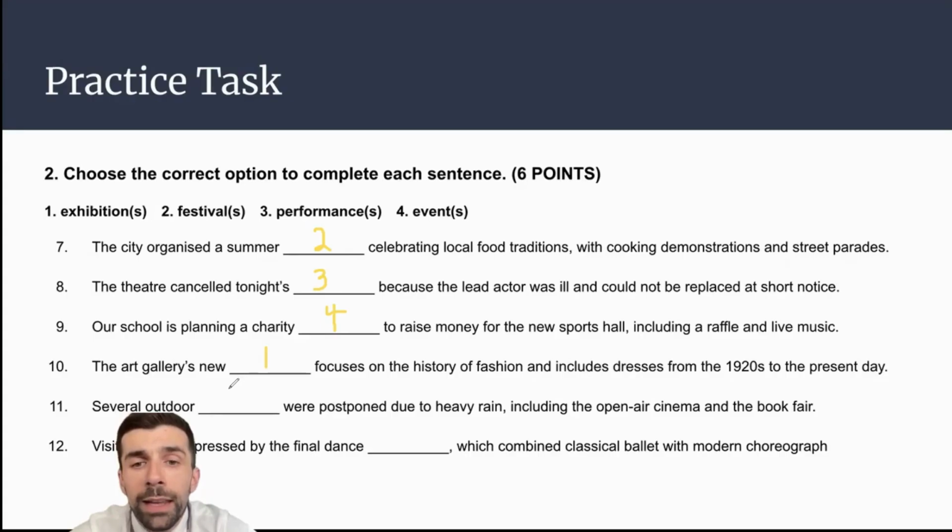Several outdoor events. We know that it's not a festival because there's no theme. A cinema is not an exhibition, nor is it a performance. So event is the best fit. And visitors were impressed by the final dance performance because it's on a stage. You will need to do the same in the exam.